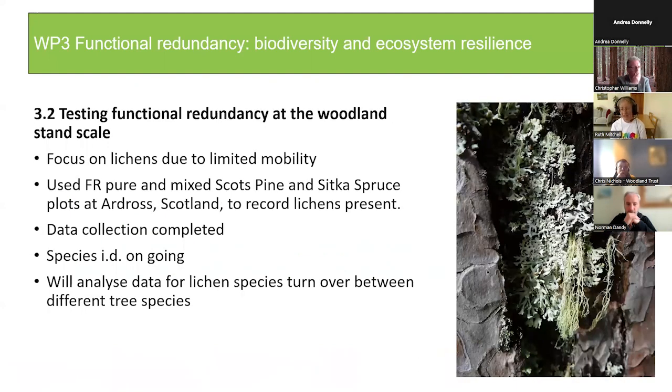We're also wanting to test how different tree species can replace each other and whether the biodiversity will use those other tree species in the field. Because it's only a 2-year project and we can't look at all the different species, we're focusing on lichens because they don't move about very much, so they're easy to sample. We've been collecting the lichens from the species mixtures plots at Ardross, which are these ones with Scots pine and Sitka spruce. So we can see how the types of lichens change depending on the tree species present.